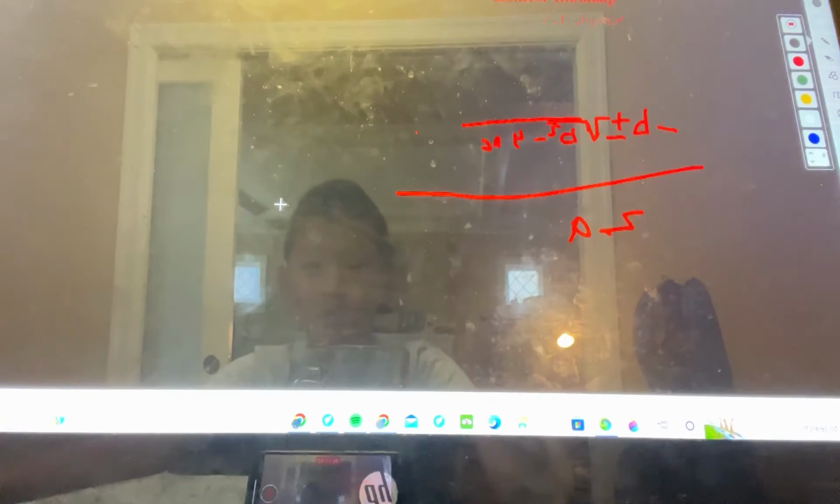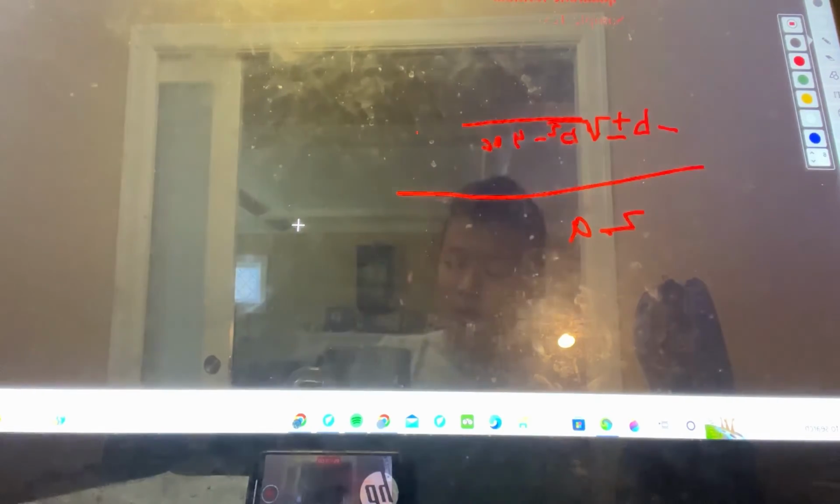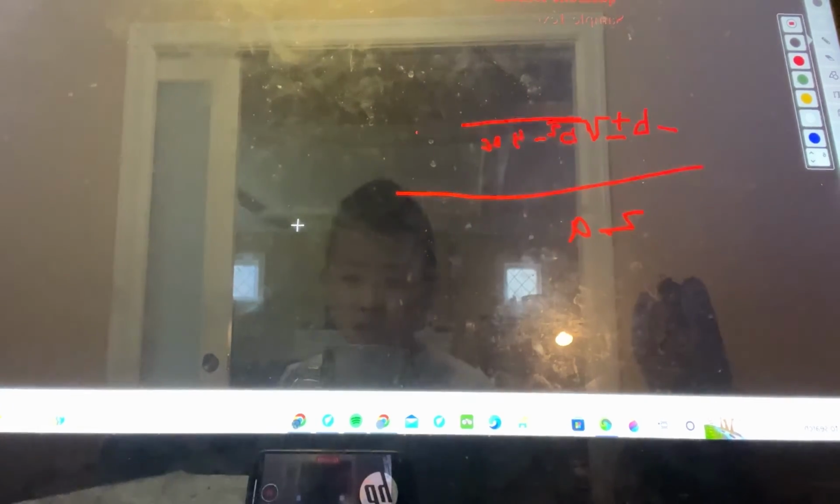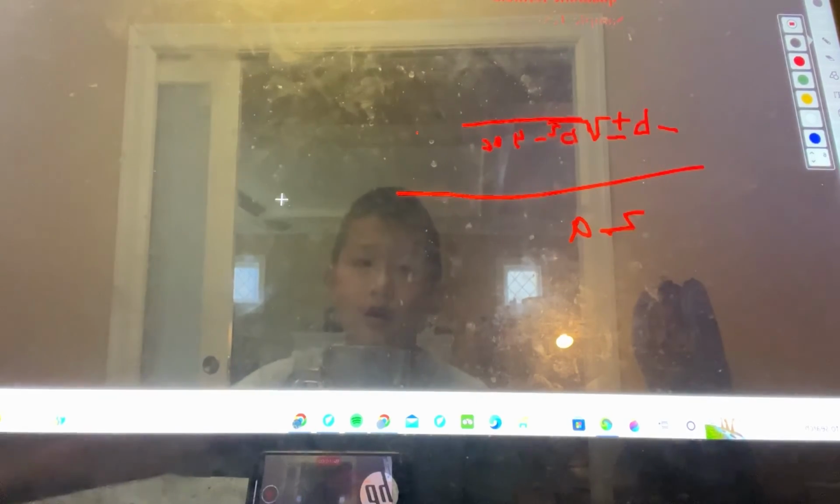This might look like a really, really hard equation or something like that. But in the next video, I'll explain to you how you can do it. And I will show you how to do it in a quadratic equation.